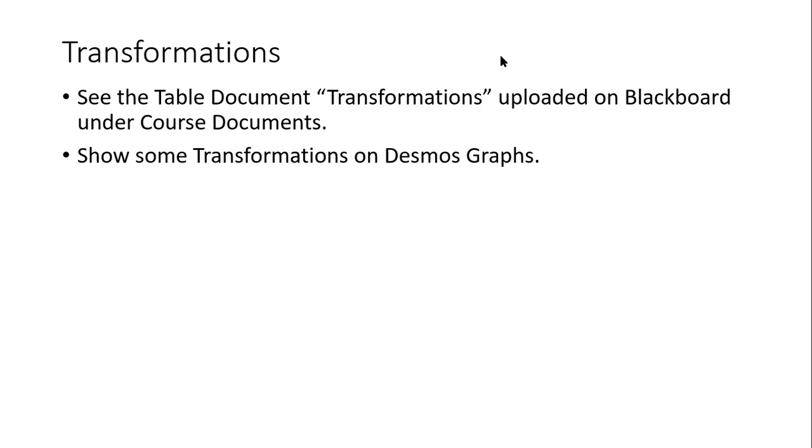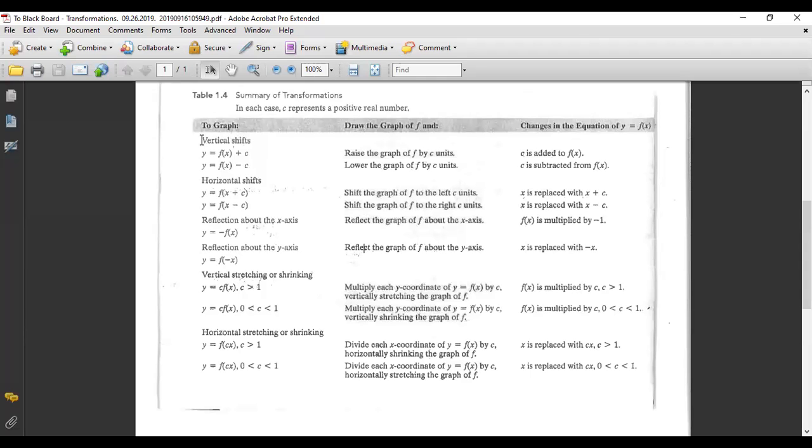Let me see if I can share that document if I could find. Okay, here it is. Okay, I uploaded this to the Blackboard. Vertical shift is open. First of all, the graph we're considering is f of x. So if it has vertical shift, if it is f(x) plus c, if it is vertical shift downwards, f(x) minus c, horizontal shift, reflection about x-axis, reflection about y-axis, all these things are here.